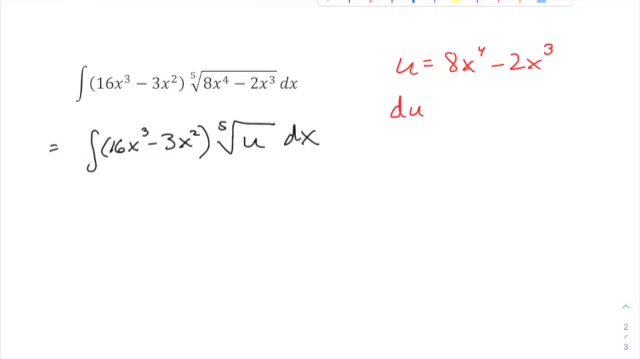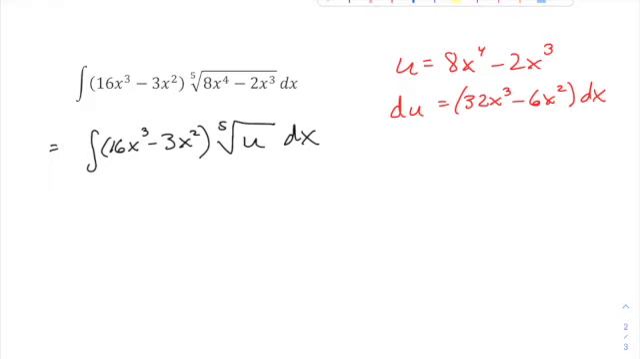So derivative of u, du. Derivative of 8x to the 4th minus 2x cubed, 32x cubed minus 6x squared, and then just throw the dx right on the end. Okay, so there's one little shortcut.